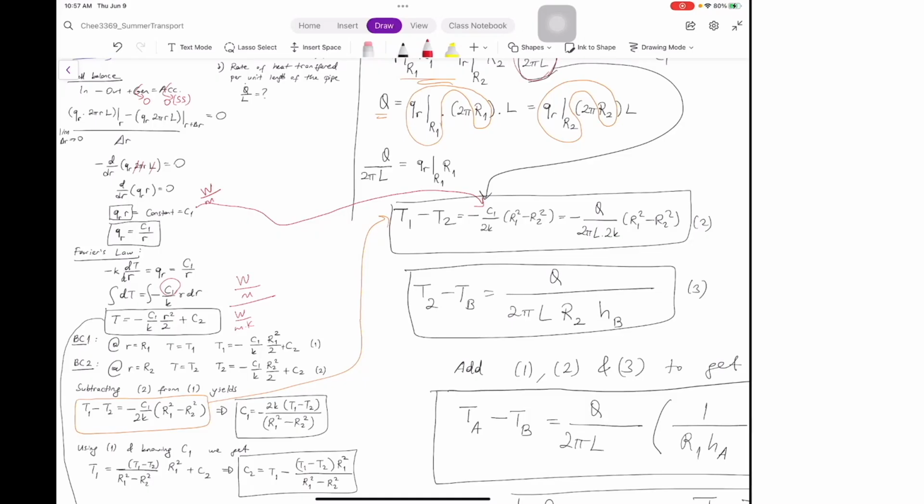I mean, can you follow? I think there's some problem with the units going from here to here. The C1 has the units of watt per meter, we said, okay, this is watt per meter. This is watt per meter Kelvin. So you get Kelvin, but you have R square here.